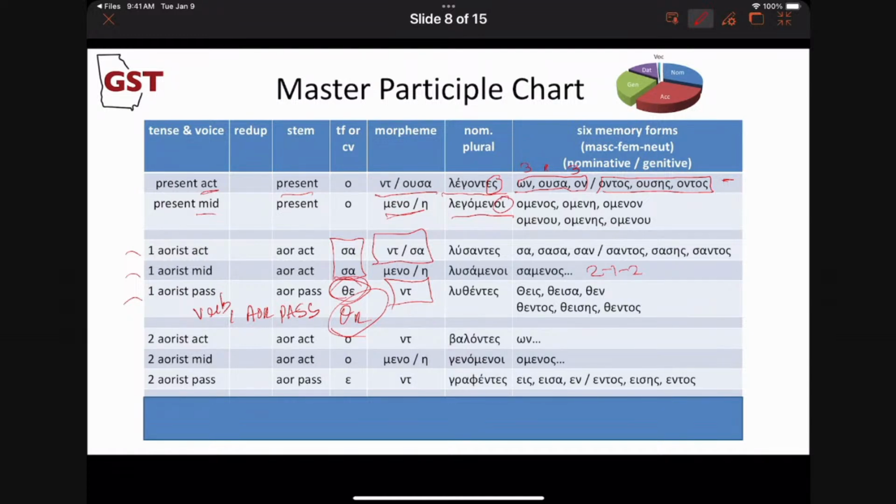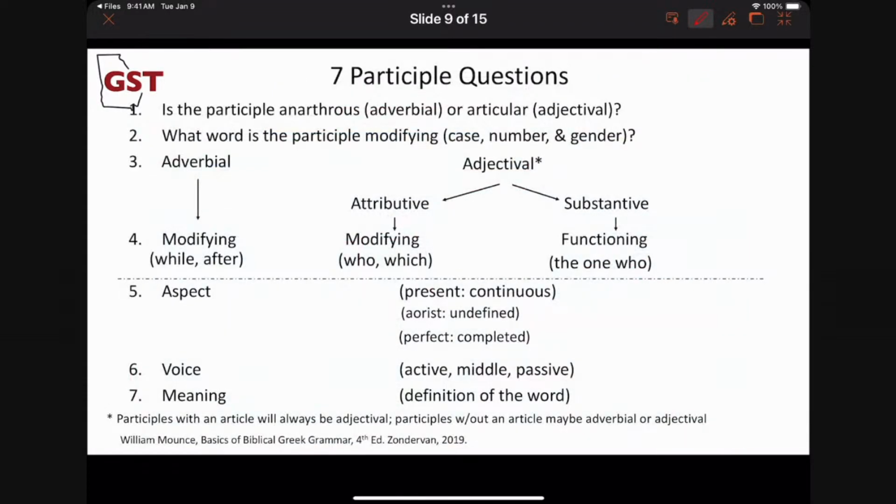And then our second aorist, same thing. The big difference in the second aorist is that we don't have the tense formative. In the second aorist, we are using the stem that is the same stem, or aligns with the root. I don't know if I said that right, but you know what I mean. Any questions here? The big master participle chart? No? No, sir. Okay.